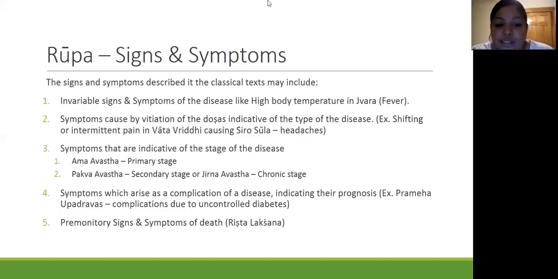We also look at symptoms that are indicative of the stage of the disease. So as I gave you my example earlier of chikungunya, right? We have the ama avastha, or the primary stage of the disease, and we have the pakwa avastha, or the secondary stage of disease, also known as jirna avastha, or chronic stage. So in the primary stage of the disease, example chikungunya, that's when the person has jwara, or that's when the person has the fever, right? That's the first stage of the disease.